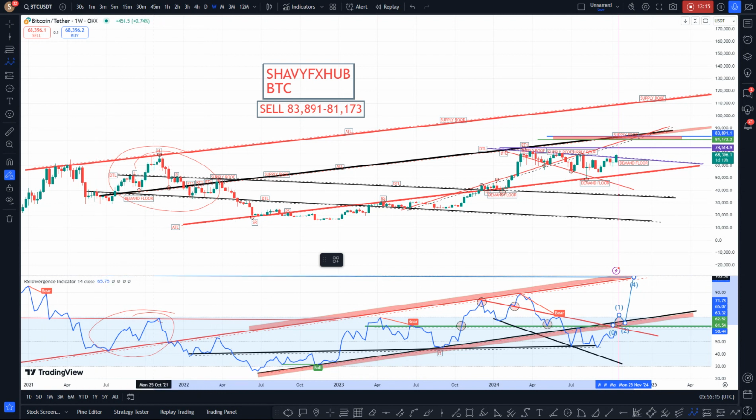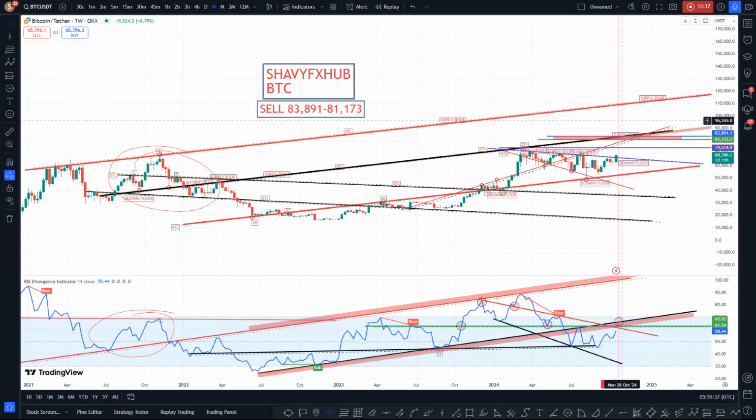We had a head and shoulder structure. The head and shoulder structure was broken, tested the neckline one, tested the neckline two. We tested the neckline again in the month of March. I expect price to return in this month, so it's going to coincide. We're going to have a double confluence: price returning to the roof on the RSI divergence indicator strategy, and price returning to the main chart, which will be in the zone of 83,891 into 81,173. You can't get anything less from this.